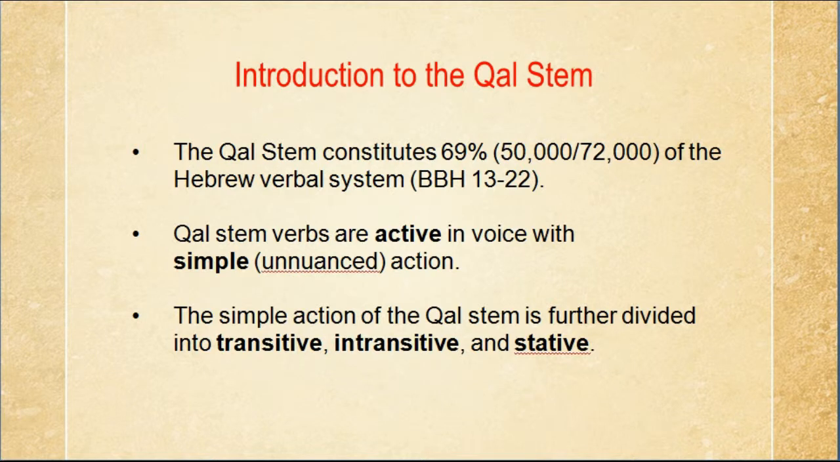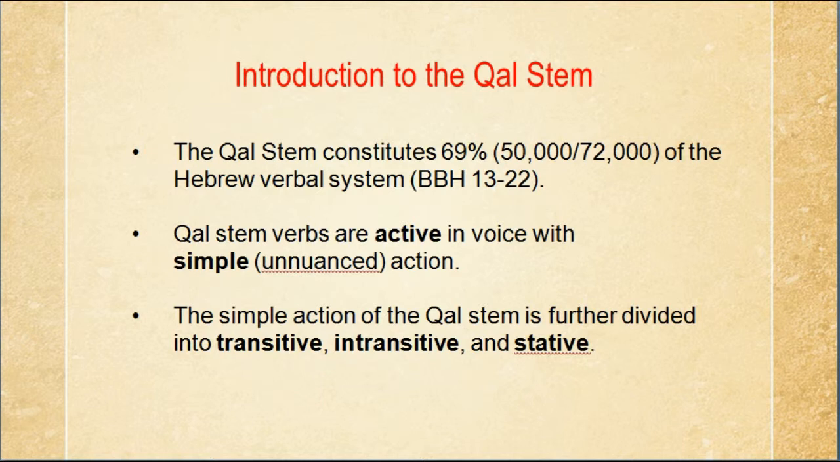Why is this chapter so critical and so important? Because the Qal stem, as we have discussed in chapter 12 about the seven different stems that are in Hebrew, constitutes about 69% of all the verbs in the Hebrew Bible. So that is a huge percent of the share of the verbs. That means most of the time you're going to encounter a verb in the Hebrew Bible, it's going to be Qal. Not every time, but quite often it will be Qal. So it's very important for you to understand this because this is the foundation.